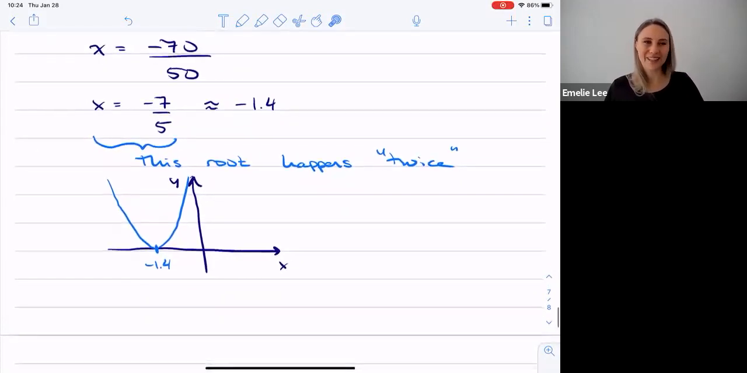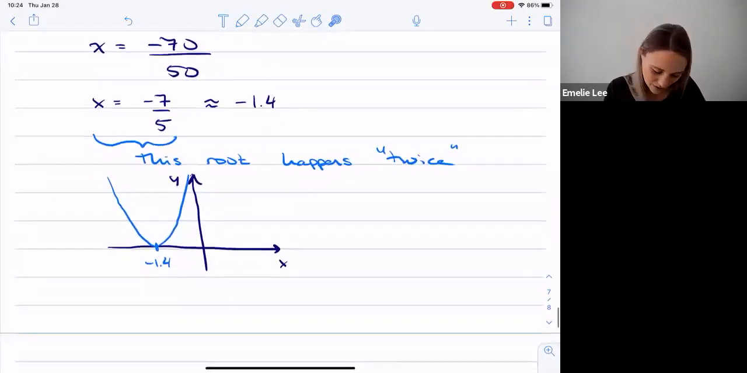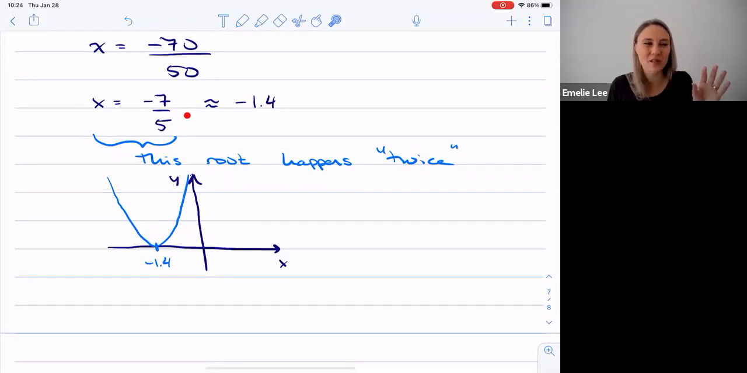Now, the tricky thing is, how do I use this to factor, right? How do I use this? So remember, our goal was to use the roots to factor the equation, okay? So what I want to do is I want to show you, okay, so if I did the same thing, x plus 7 over 5, right?